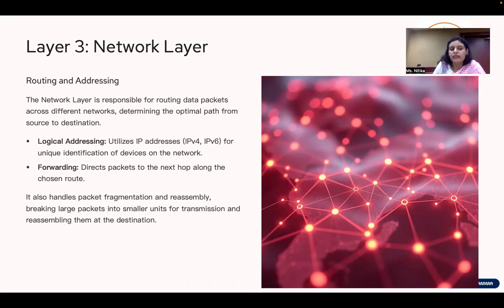Through logical addressing, we provide an IP address. Through the IP address, the actual data reaches its actual destination. It also handles packet fragmentation and reassembly, breaking large packets into smaller units. By breaking large packets into small ones, we can easily forward them further, and there is less chance of having an error.